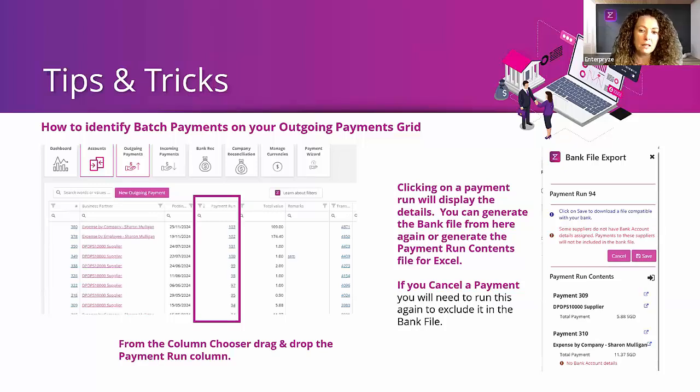So what happens if you do cancel it? Well, very simply, you can run this again to exclude it in the bank file. So what you can do is click into the payment run number again, and can you see where you have save and cancel? If you click on save, it will now regenerate that XML file, excluding that cancelled payment. So you have a way back to identify and revise a payment file before it gets uploaded to your bank if you need to remove a payment from that. If it's a case of adding a new payment, no, you'd probably have to cancel all payments if you want to generate a whole new run with an additional payment added to that. That's completely different again.